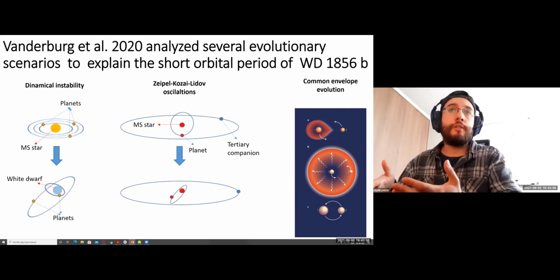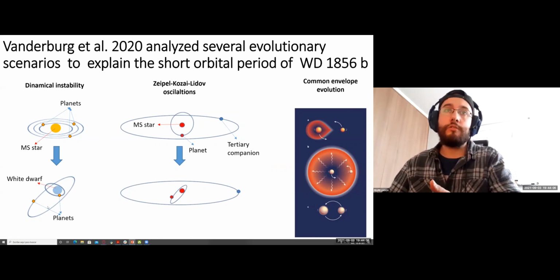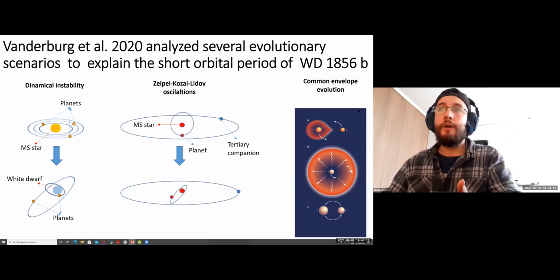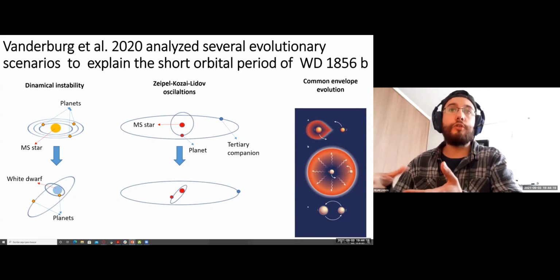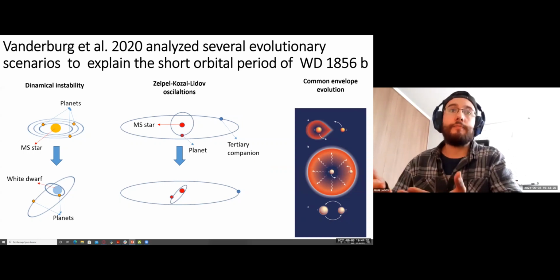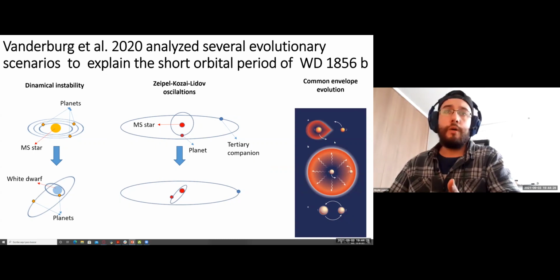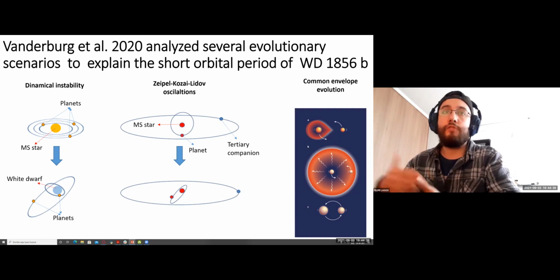So in this context, Vanderburg et al. discussed several evolutionary scenarios that could migrate the planet inward, including dynamical instability in a planetary system where the host star evolved into a white dwarf, also ZLK oscillations produced by the M-dwarf binary, and finally, common envelope evolution. The first two scenarios produce changes in the planet eccentricity, which combined with tidal dissipation in or close to the periastron, reduce the planet's semi-major axis. In the last scenario, once the host star evolved off the main sequence and overfilled its Roche lobe, its envelope expands and engulfs the planet. Then the friction between the planet and the envelope transfers orbital energy to the envelope, reducing the final orbital separation and ejecting the envelope.